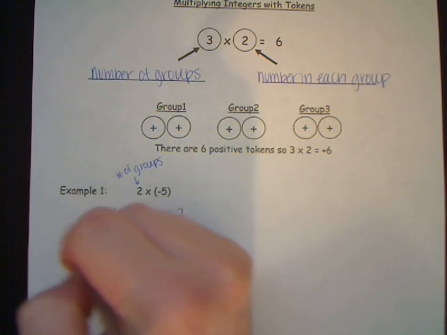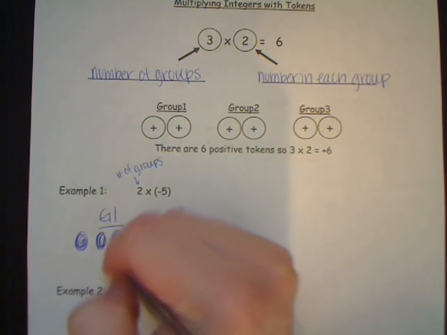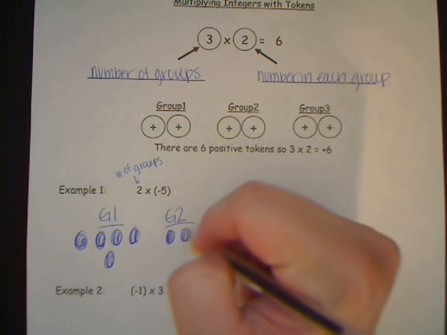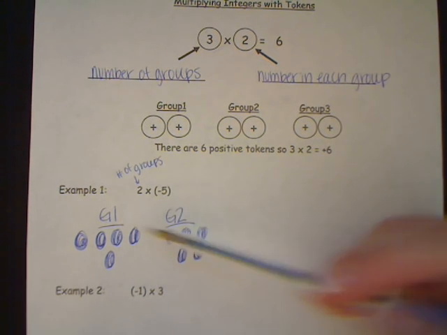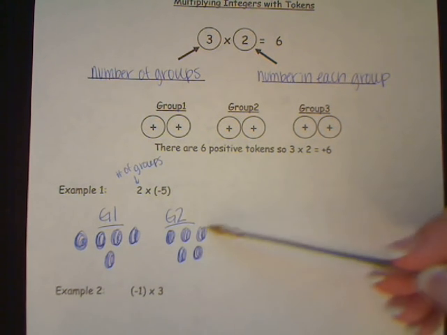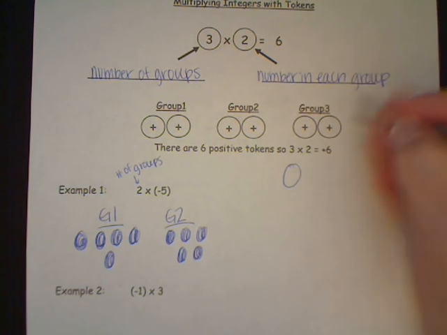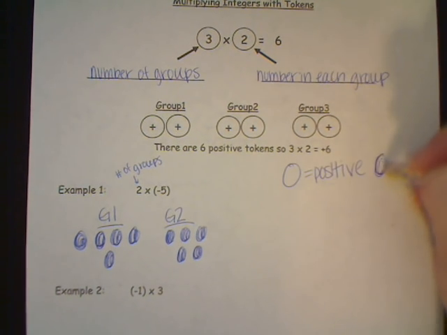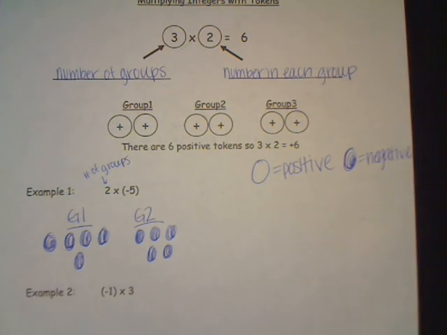So I'm going to color those in. 1, 2, 3, 4, 5. So I've got negative 5 in group 1. Same thing in group 2. So I've got 2 groups, and in each group I've got negative 5 tokens. I'm going to say that when I'm drawing these, a blank circle is positive, and a colored in circle is going to be negative. Make a little key for ourselves.